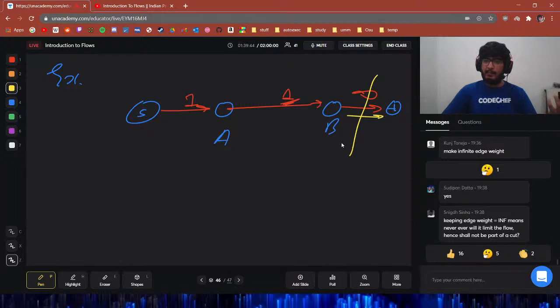When we were selecting the minimum cut, we were only selecting the edges that were totally consumed, that were limiting our flow. So if we keep the edge weight here as infinity, that means it is never going to limit our flow, and that means it is never going to be a part of our minimum cut, and basically that means that we are never going to cut this edge. So let me go on to a simpler problem, and maybe you could understand it.